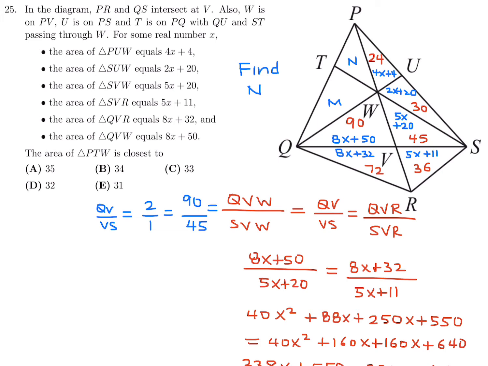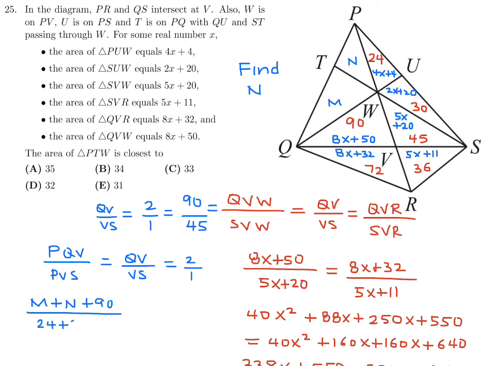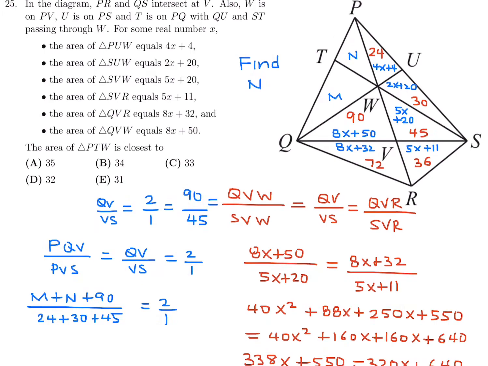And now we can use that to figure out some very important details. So that basically means that this triangle over this triangle would be 2 to 1 in its ratio because it's equal to QVS. So PQV, that big one, over PVS is the same as QV over VS, which is 2 to 1. So PVQ, it looks like M plus N plus 90. And then PVS is 24 plus 30 plus 45, and that's 2 to 1. All right, that's pretty good finding.